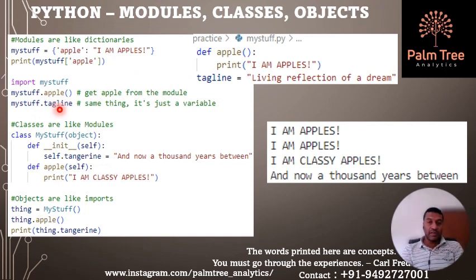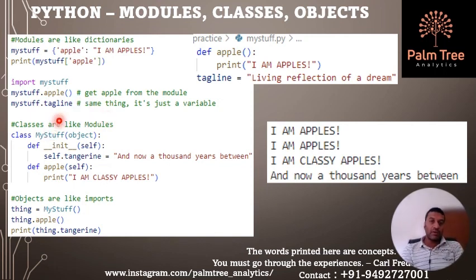Whenever we are calling mystuff.apple, the corresponding print statement, print I am apples, is printed again when we are calling that. So in a way we are calling that key, apple, as a function, and then the corresponding values or print statements appear here. So this is how it is. For the sake of understanding only we are doing this. So modules behave like a dictionary here. We are trying to map to somewhere else in the import function, import module.